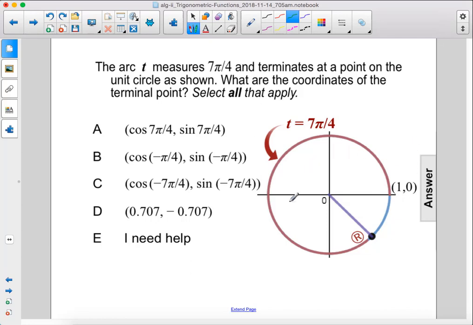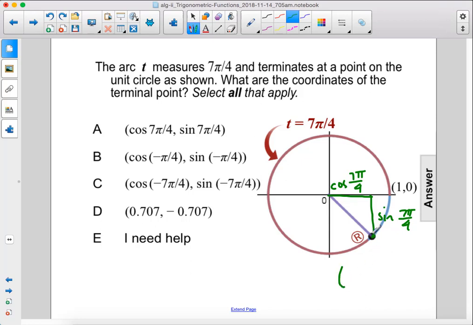The arc t measures 7 pi over 4 and terminates at a point on the unit circle as shown. What are the coordinates of the terminal point? Select all that apply. Alright, so we draw a line from the point to the x-axis, and we have our cosine here, and that's going to be cosine t, which is 7 pi over 4, and our sine here is going to be sine of 7 pi over 4.